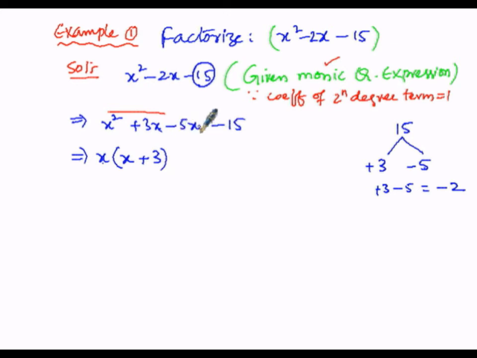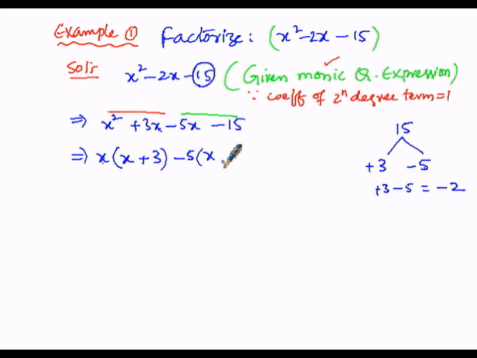For the last two terms, I want to take the minus sign as common, and I can even take 5 as common, because 15 can be written as 5 times 3. So minus 5 is taken as common, and just x plus 3 is left within the bracket.